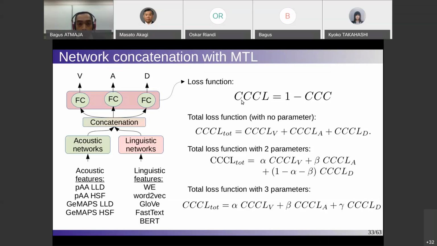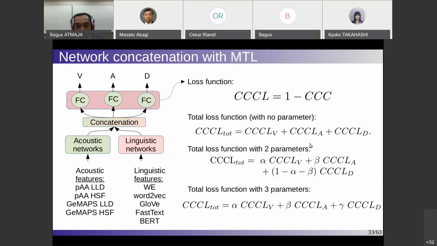And because there are 3 dimensions or 3 attributes, we sum up the CCC loss function from the 3 attributes: CCCL V from valence, CCCL A from arousal, and CCCL D from dominance. And because research in psychology shows that there is interrelation between valence, arousal, and dominance, we add 2 parameters here to model the interrelation between valence, arousal, and dominance. So we add alpha for valence and beta for arousal. And for dominance, the factor is 1 minus alpha minus beta. So dominance depends on valence and arousal, but valence and arousal are independent here.